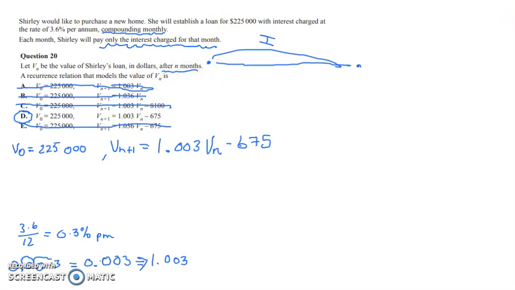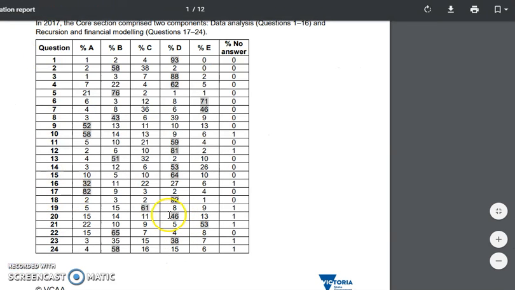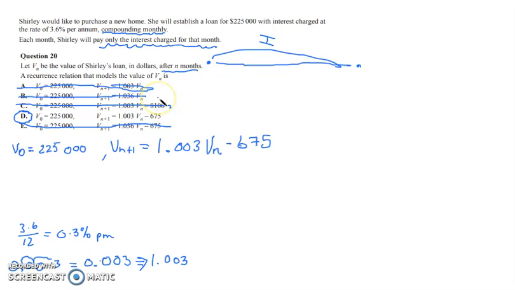Let's have a look at the assessor's comments for question 20. Only 46% of the cohort managed to get this one correct. It is quite widely spread, so it looks like a lot of people estimated or guessed across the range of these options. But D, 46%, is the correct answer. Hopefully this has helped with some common misconceptions.